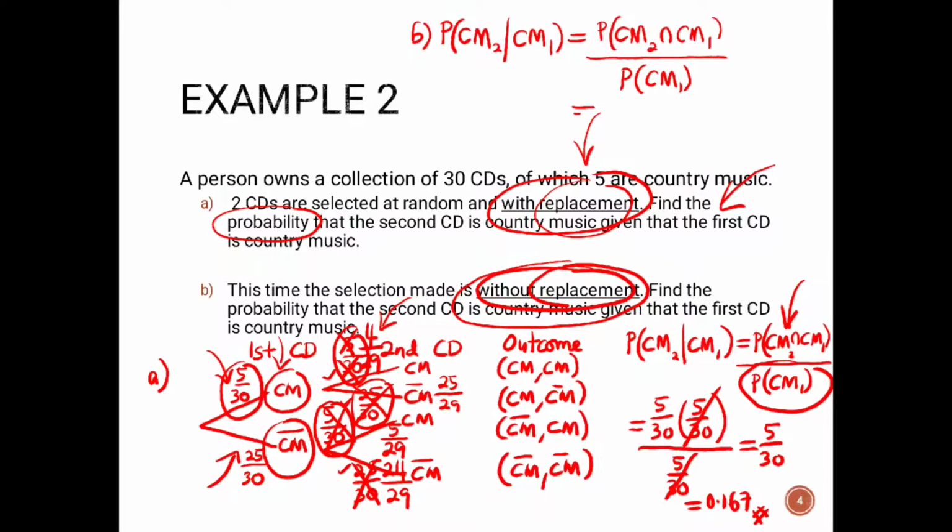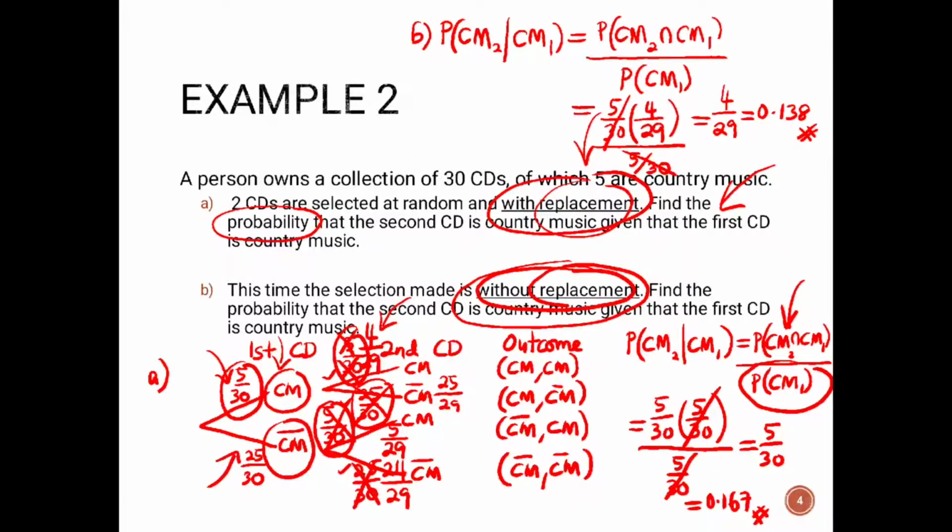Okay, so this is CM2 and CM1, okay, will be 5/30 times 4/29. Okay, over probability of CM1. This is 5/30, and we can actually cancel out this, and we are left with 4/29, and that is 0.138.